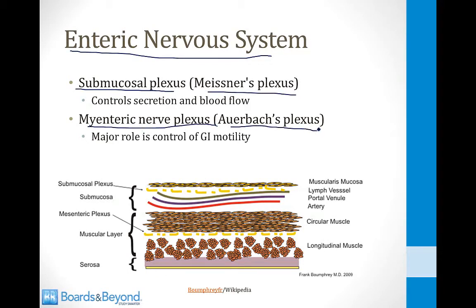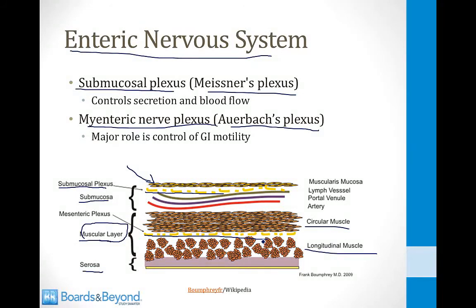plexus, or Auerbach's plexus. If we look at this picture on the screen here, I've cut away the mucosa and just started with the muscularis mucosa here. We then have the submucosa, the muscular layer, and the serosa. The first plexus, Meissner's plexus, or the submucosal plexus, is found just below the muscularis mucosa in the submucosa shown right here. The second nerve plexus, Auerbach's plexus, is found within the muscular layer between the circular muscles and the longitudinal muscles as shown right here.